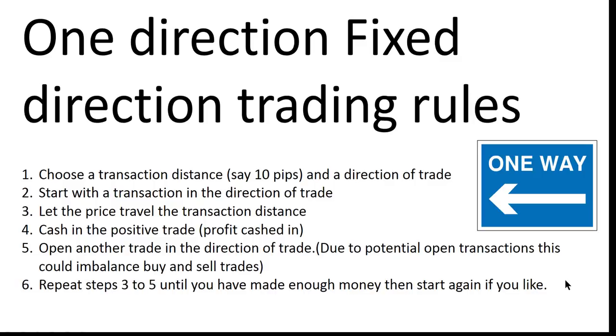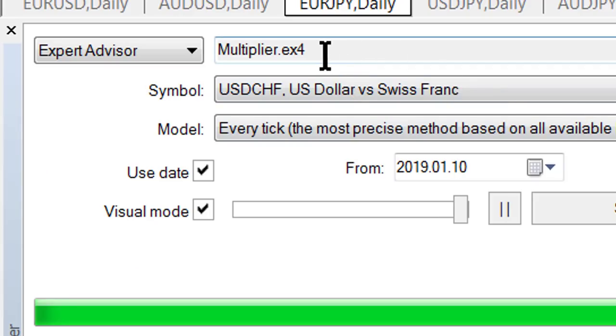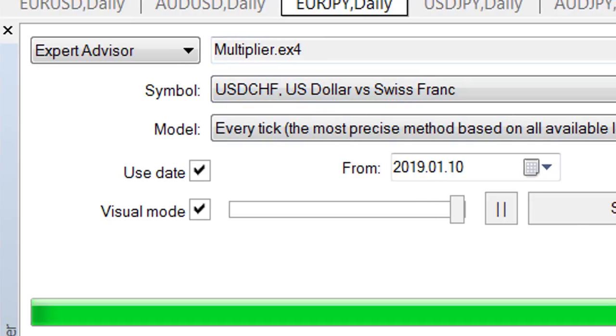So let's have a look at this EA in action. So I've called this the multiplier EA because that's essentially what it does. It trades in one direction and then multiplies the gains because you're visiting the same price level over and over again. I'm using the franc and we're using the every tick basis.